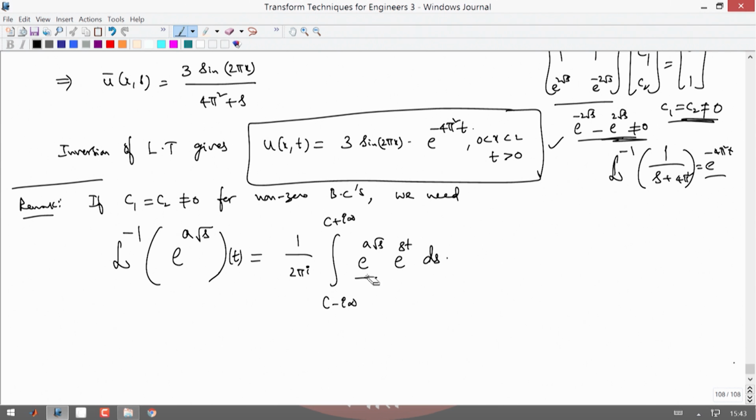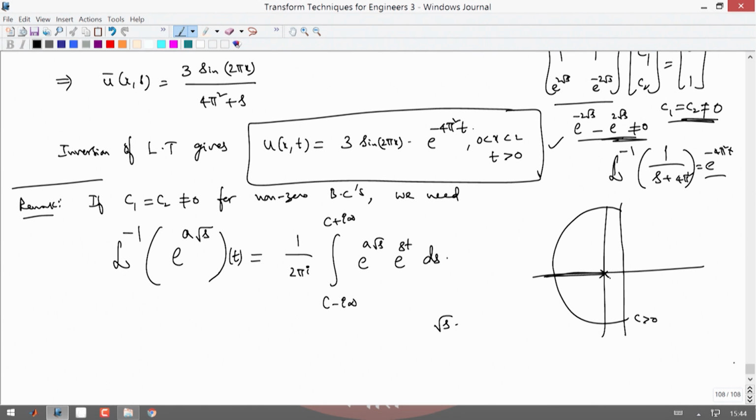Because of root s, if you take its contour, this is Laplace. So e power a root s is all positive here. It is an analytic function on this side as long as s is positive. So I use this c as any positive c, but the problem here is that 0 is a branch point for root s, and branch points come as pairs, so 0 and infinity are both branch points.